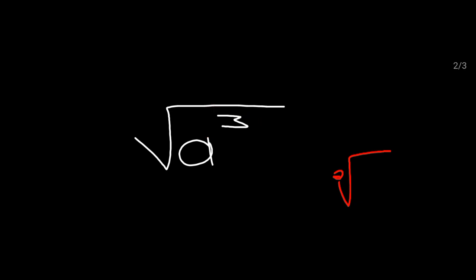Or you cancel this root, and then 3 cancels 3. The square root is a cube root. The root with a 3 will cancel the exponent of 3.